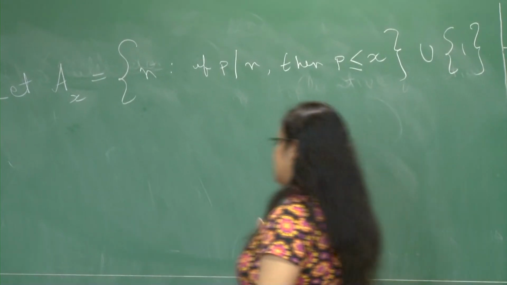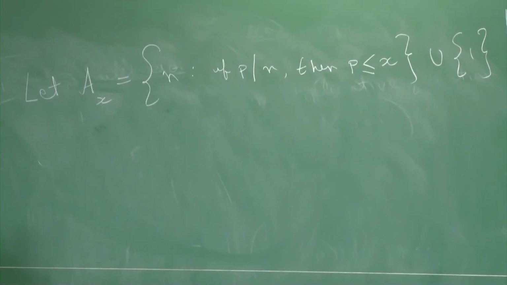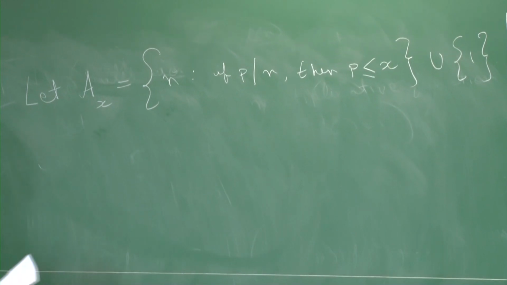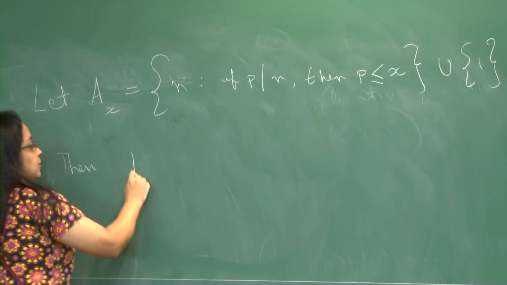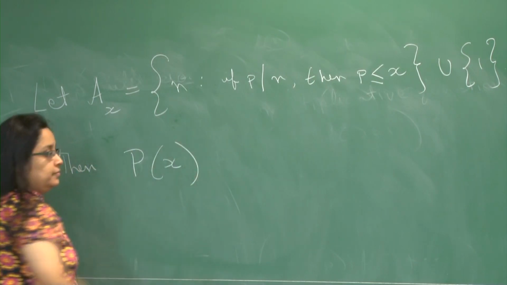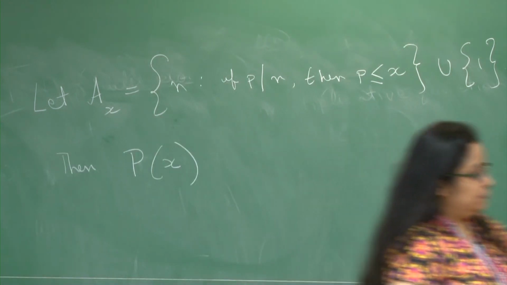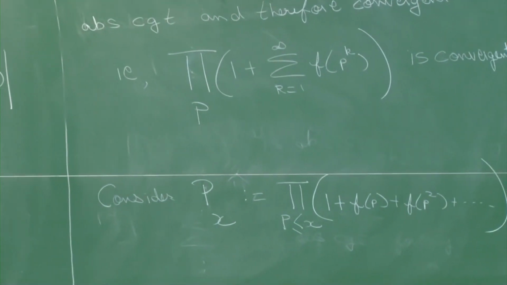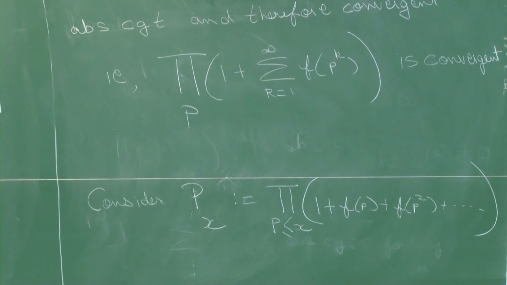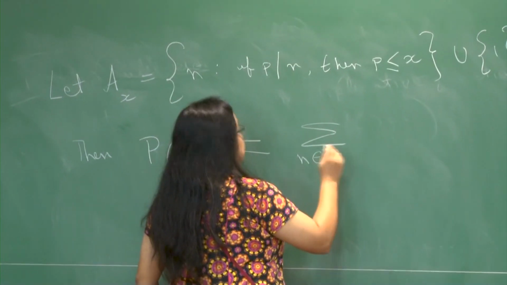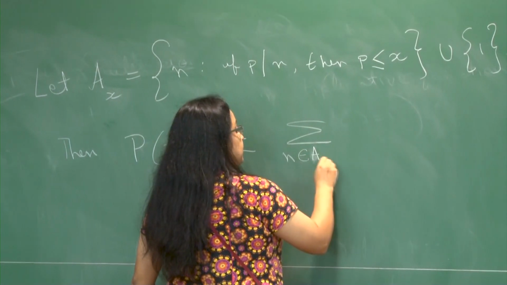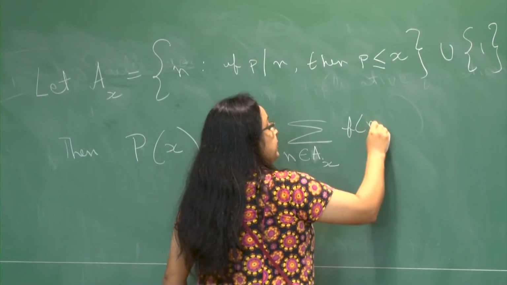We have to treat 1 separately since it does not have a prime factor. So, let a sub x be this set. Then p of x, like we said, is a product of finitely many sums, each of which is absolutely convergent. So, these can be rearranged, and after rearrangement you can easily write p of x as the summation over n lying in a sub x of f of n.